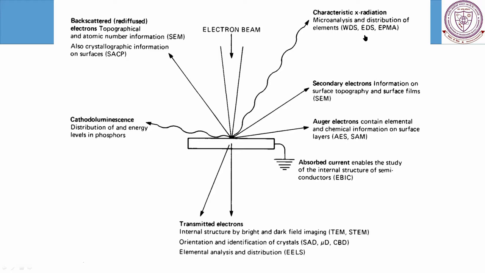You can also have elemental analysis in the scanning electron microscope, as I have told you. For example, the characteristic X-ray radiation will permit you to do microanalysis. But here, you will be able to see features at different length scales, and those length scales are well below a nanometer: 1 nanometer, 2 nanometer, 3 nanometer, and so on and so forth.